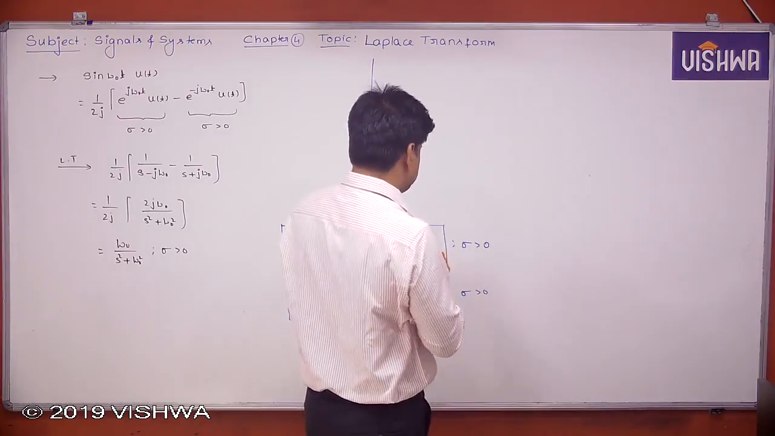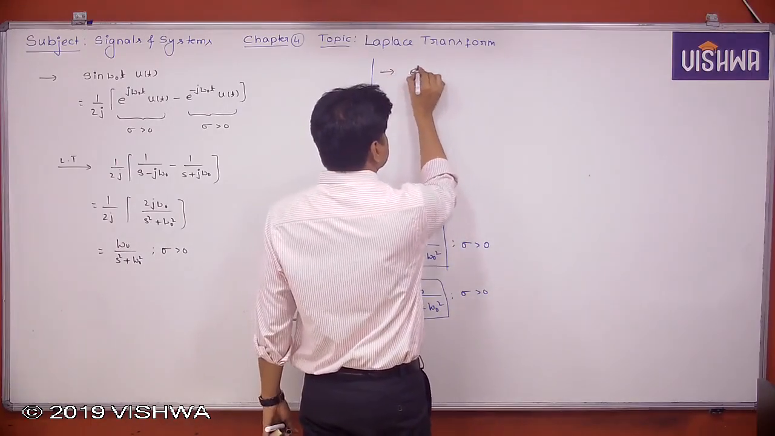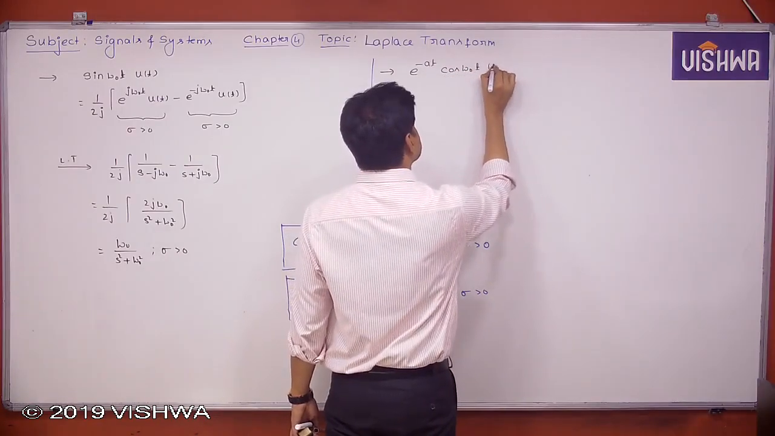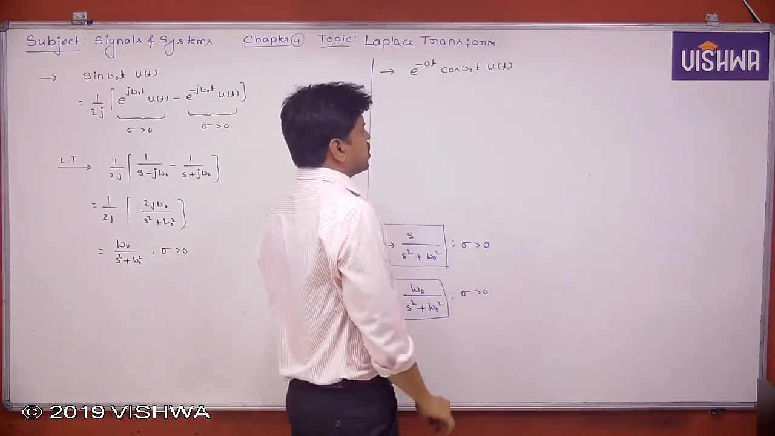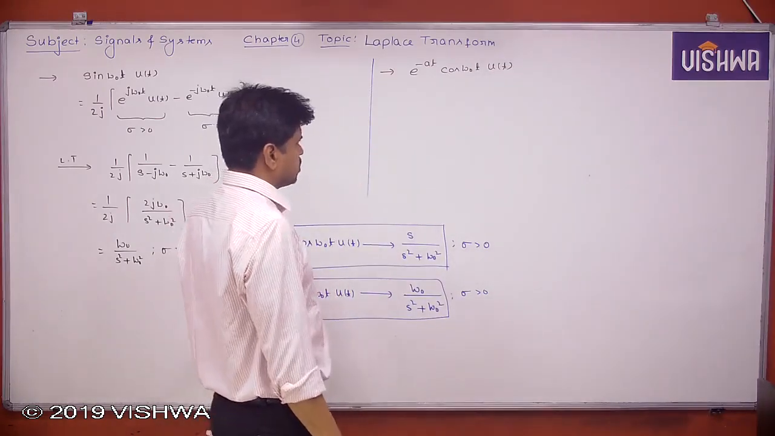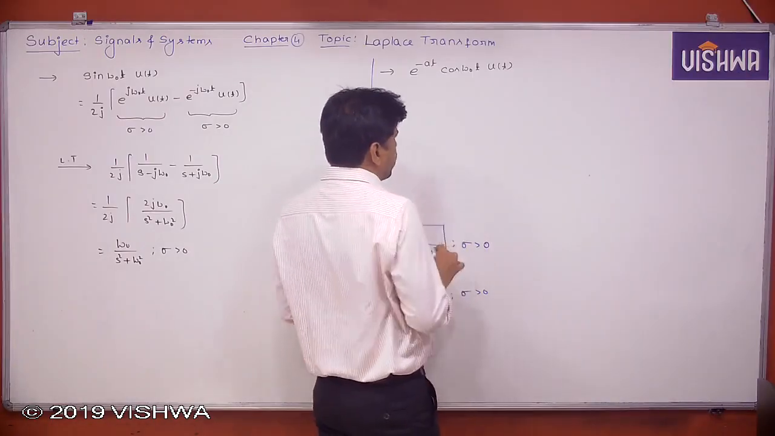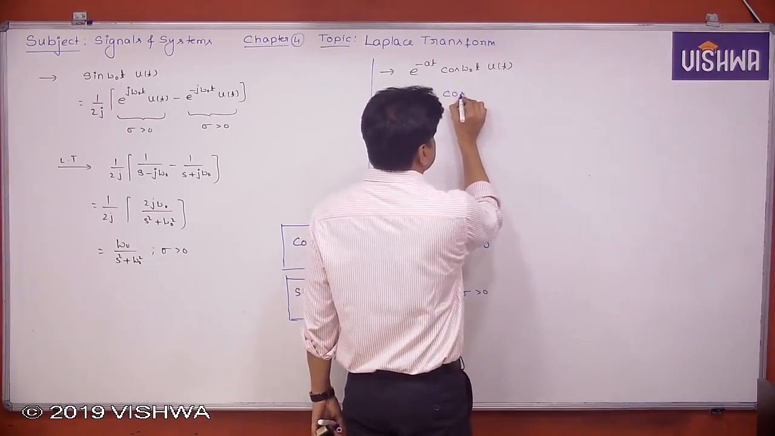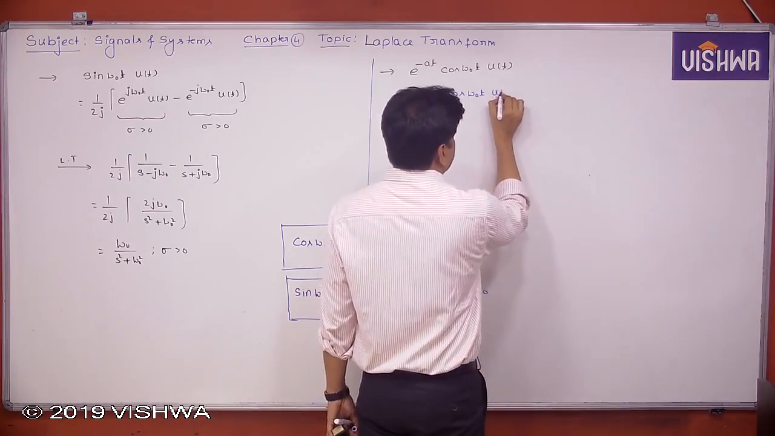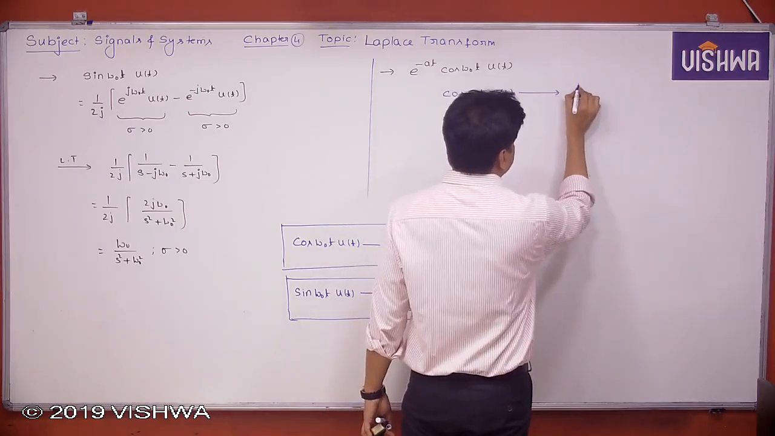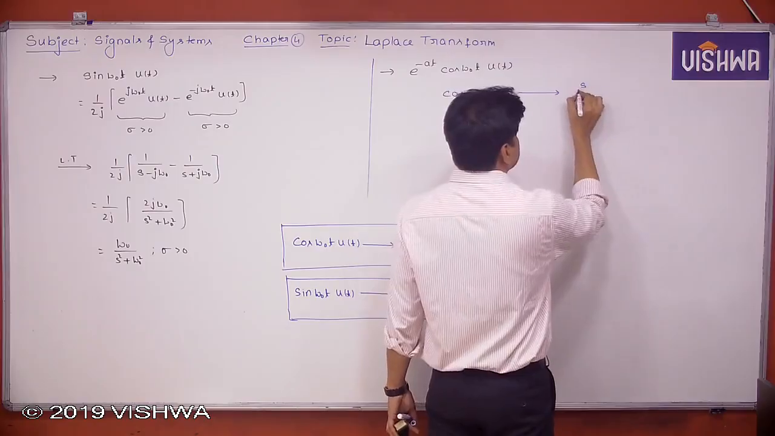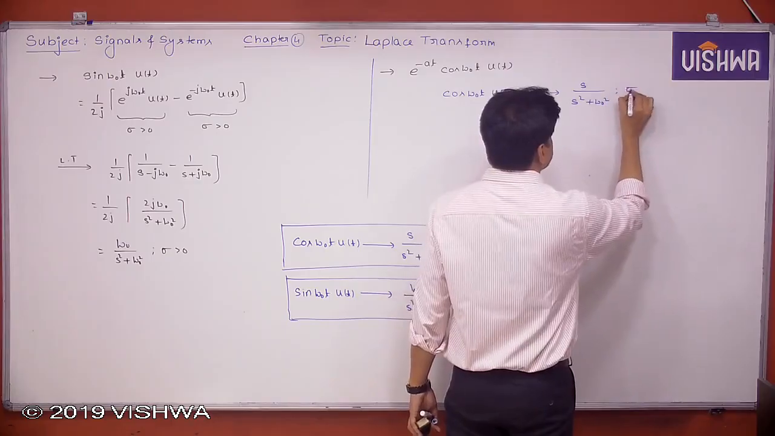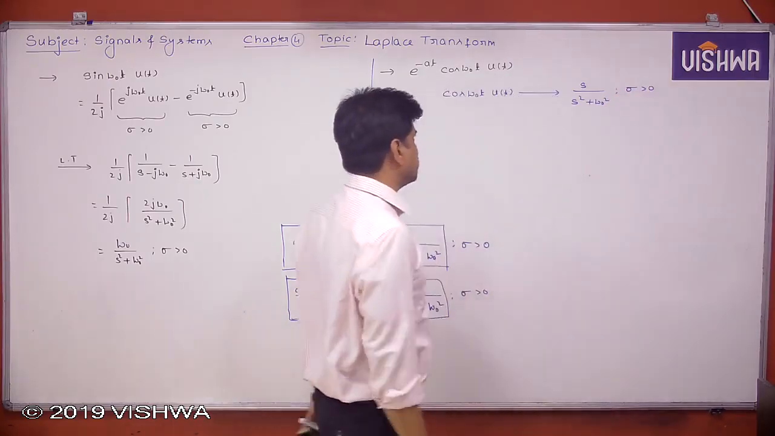Now consider e power minus at cos omega naught t u of t. For this one, what is the Laplace transform? What is the ROC? Just now we have calculated cos omega naught t u of t, whose Laplace transform is s by s square plus omega naught square with sigma greater than 0.